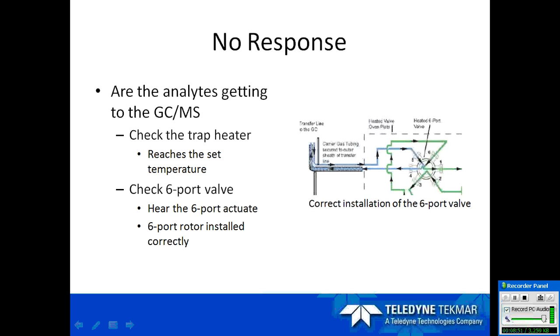you might want to check your flows also, because if you don't have the correct flow setting going through your trap, you may not get all the analytes off your trap with the temperature. So after you've verified that your temperatures are working and your flows are set correctly, then you can move on to the next step by checking your 6-port valve that sits on top of the Purge and Trap.